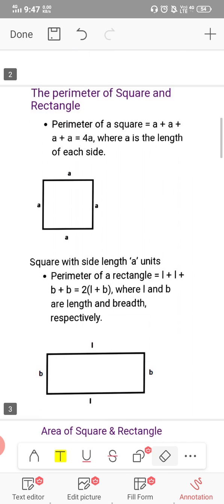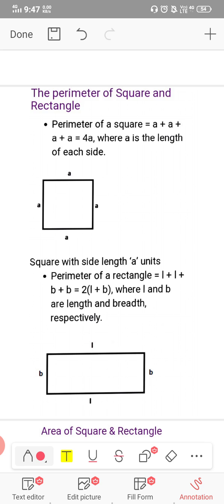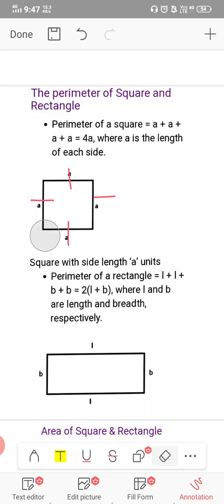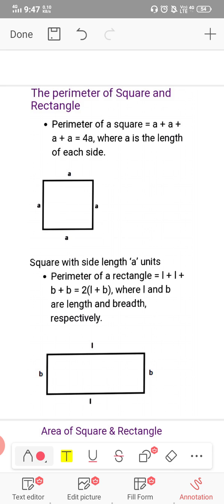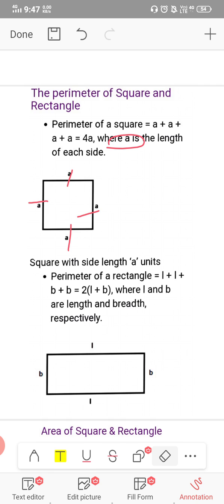Next, what is the perimeter of a square and a rectangle? You already know that all the sides of a square are the same. Suppose we have a square and one side of the square is A, which means all four sides are A centimeters. So the perimeter of that square will be A plus A plus A plus A. That means 4 times A, or 4A, where A is the length of each side of the square.